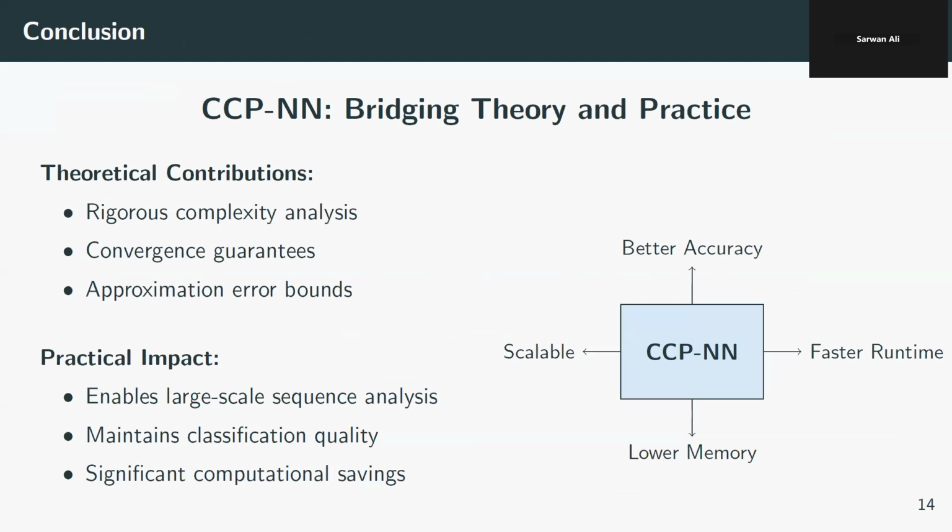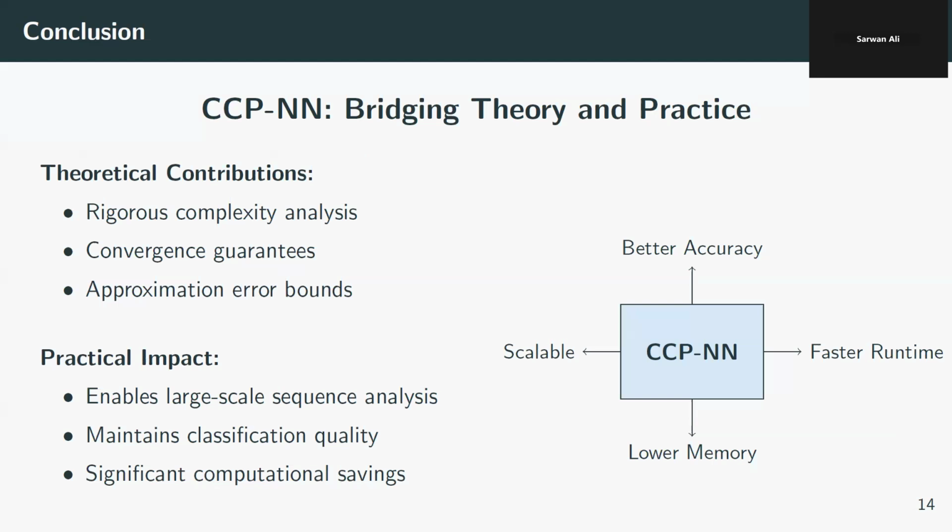Okay, so let me conclude by emphasizing what the CCP-NN achieves: it bridges theory and practice in computational biology. The theoretical contributions include rigorous complexity analysis, convergence guarantees, and bounded approximation error. These aren't just mathematical exercises, they provide confidence in our method's reliability.